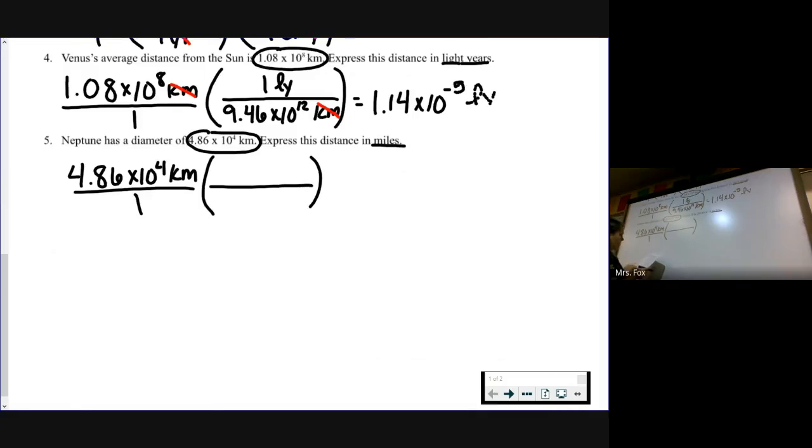I only need one conversion factor. I know that 1.609 kilometers is equal to 1 mile. So 1.609 km in the bottom, 1 mile up top. Be careful. When you're writing mile, you might want to write MI or MIL. If you just put M, you may get confused and think that's meters. Very different units of measurement.